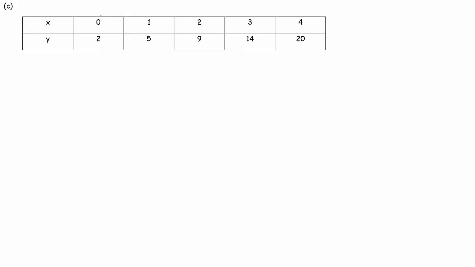Now in part C, we can see that the x's are going up in 1s, but if we look at the y differences, 3, 4, 5, 6. So straight away, we can see the first difference is not constant, so this is not a straight line.